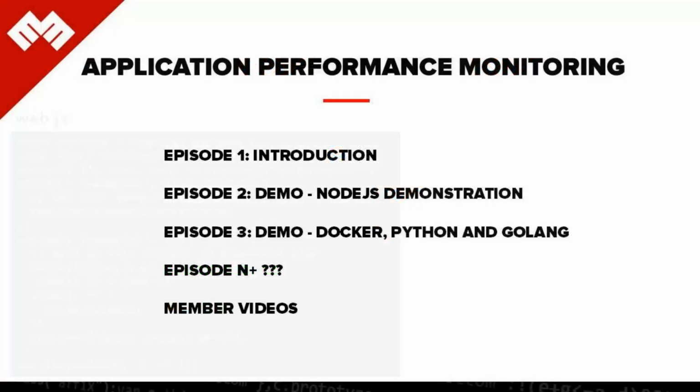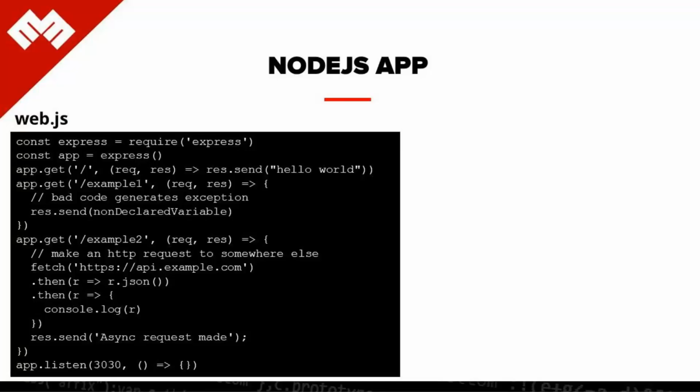So let's get started. To understand what application performance monitoring is, we should understand the problem. Let's take a look at this piece of JavaScript code. If you're not a Node.js developer, don't worry, I've got other examples written in Python, PHP, and Golang, which I can demonstrate a little bit later. For now, hopefully this code is straightforward enough for you to understand.